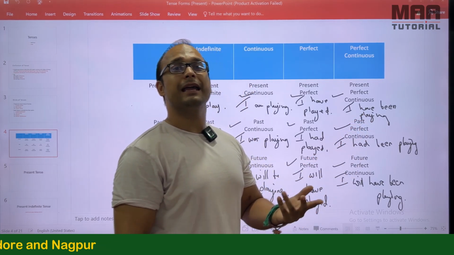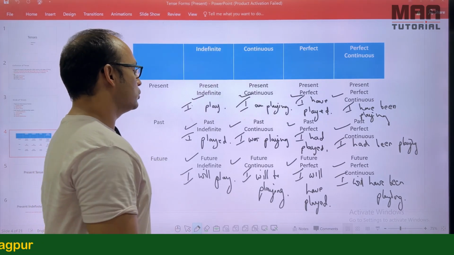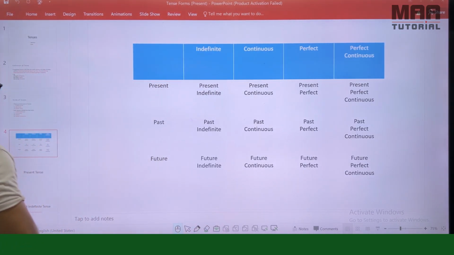I had been playing, मैं खेलता आ रहा था. And I will have been playing, मैं खेलता आ रहा होऊंगा. So these are the different meanings of each of them. We are going to dig deeper into all of them.